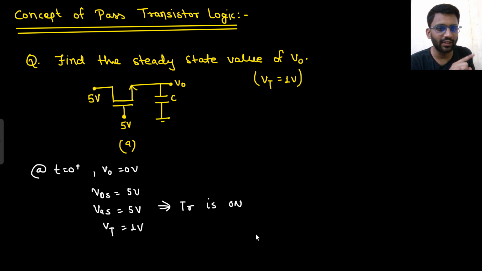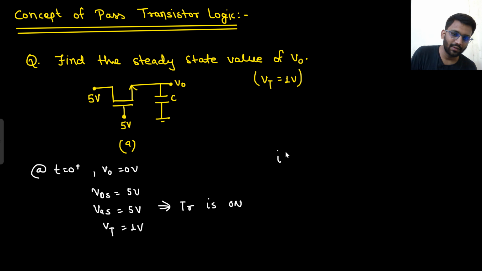Now you don't need to think whether the transistor will be working in the saturation region or linear region. Why? Because you just need to tell the steady state voltage. You don't need to draw any waveform, whether it will rise linearly or exponentially. You just need to tell the steady state voltage. And for steady state voltage, what is necessary?